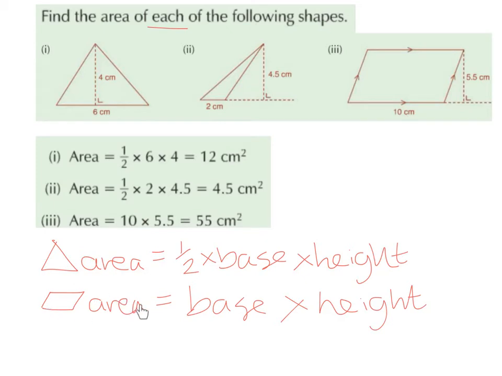Okay, so the formula for the area of a parallelogram is base multiplied by height, base multiplied by perpendicular height, and in our formula book it's written as AH. So A representing the base and H representing the height, and the A and the H are stuck together, which means multiply. So the base is 10, the perpendicular height is 5.5, and 10 multiplied by 5.5 is 55 centimeters squared. So the area of our parallelogram is 55 centimeters squared.